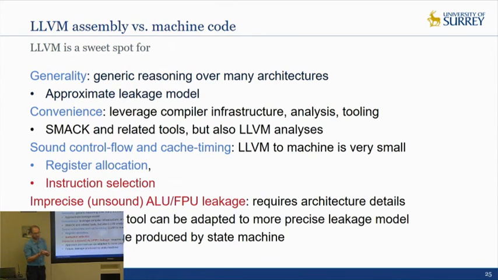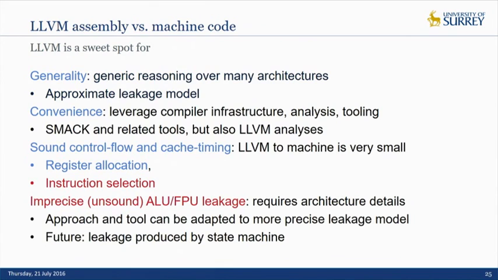The gap between LLVM and machine code is actually very small, even though it has some differences. The main ones that could trouble us are register allocation, but that is fine with respect to control flow and cache timing, and then instruction selection, and that is not fine because you could select an instruction that leaks a lot. And this is getting us to the imprecise arithmetic leakage and things like this. The instruction selection is N to M. So you get N LLVM instructions within a basic block, and you get M machine code instructions.